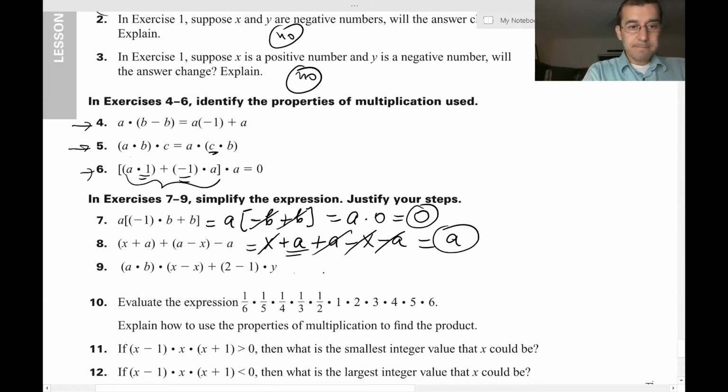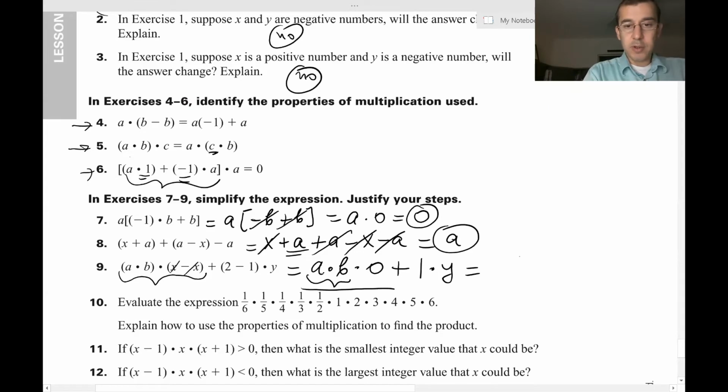Number 9, we have x minus x, or 0, right? So we have a times b times 0, this term right here, and then plus 2 minus 1 is 1. So this is 1 times y. Any number times 0 is 0. So this whole term here is 0. Then plus 1 times y, or this is just y. Okay, 1 times y is just y.